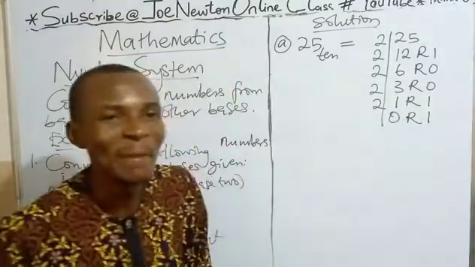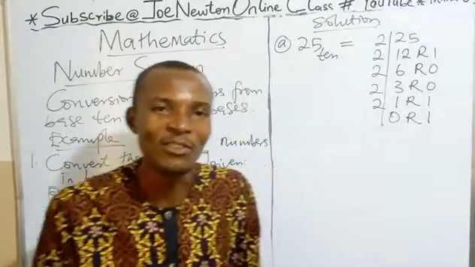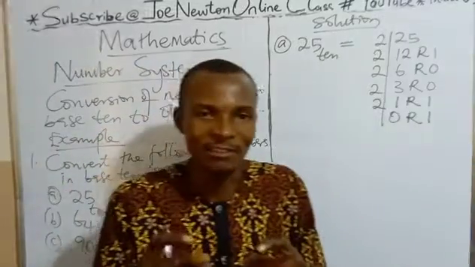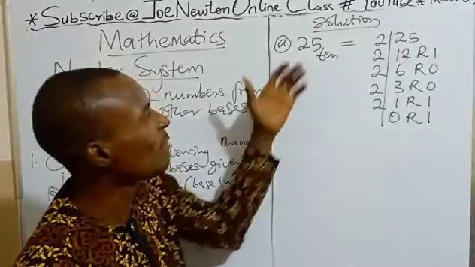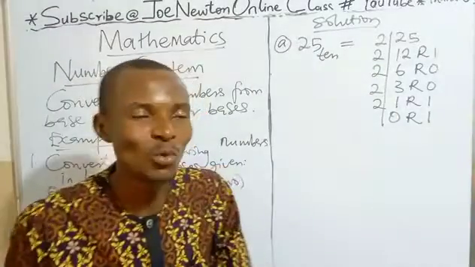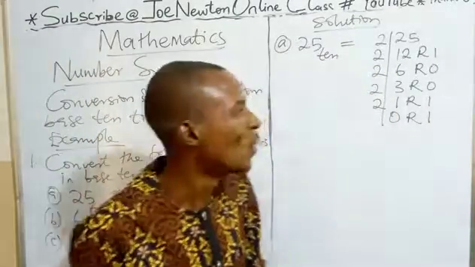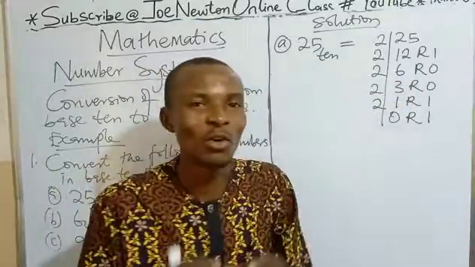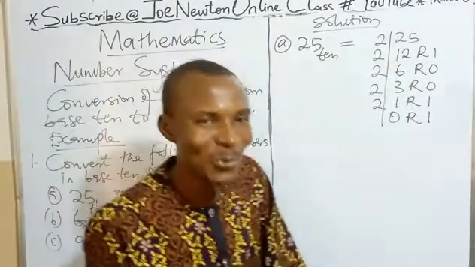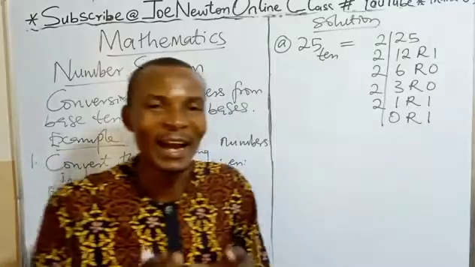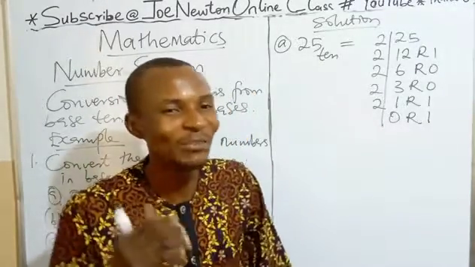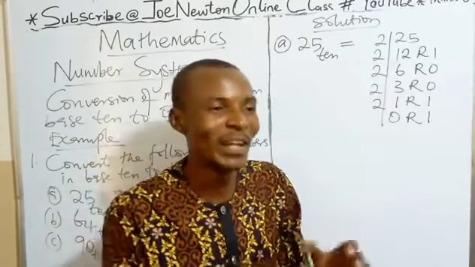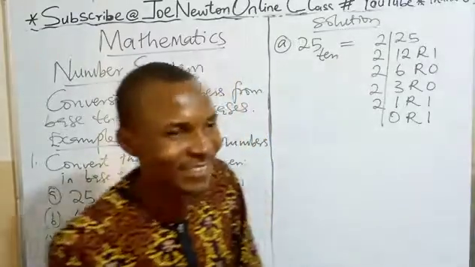Because in any base, the digits in that base must be less than the base to which the number is being converted. For example, when you are converting to base 2, all the digits you are going to have in your answer will be 0 and 1, because you cannot have 2 in base 2. If you are converting to base 3, the highest digit you have is 2: 0, 1, 2. You will not have 3 in base 3. So the numbers must be subject to that base.